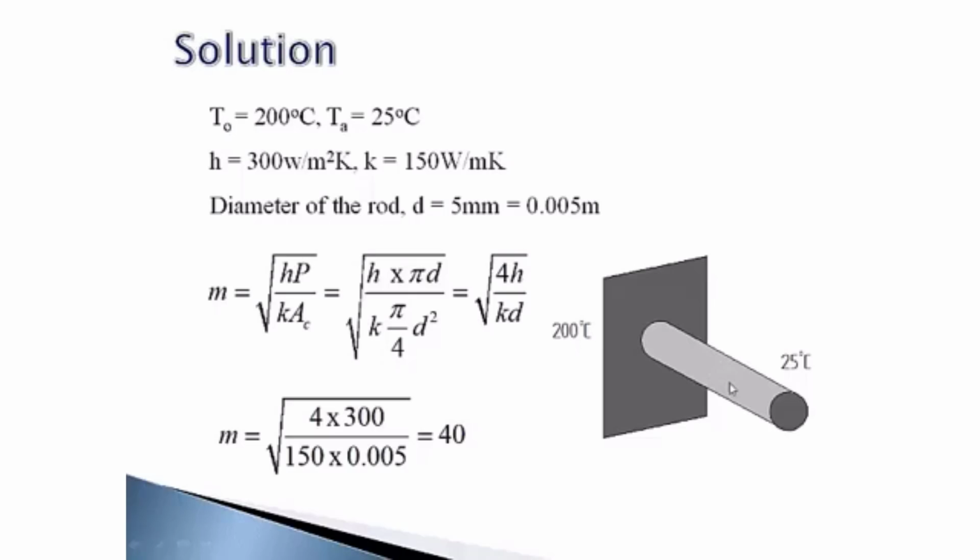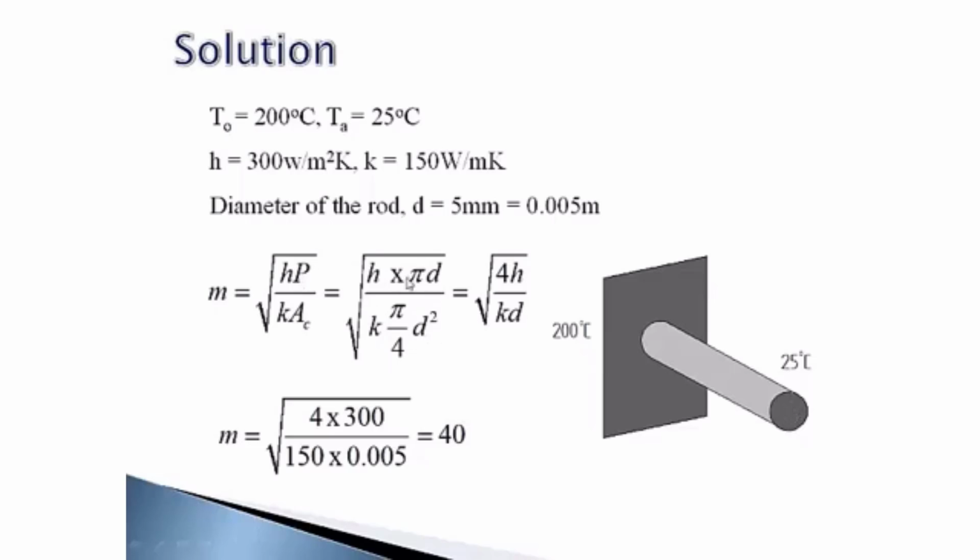Now, in this case, it is in the form of a circular rod. So you can find out the perimeter as pi d. To calculate m in this equation, you need to use root of hP by kAc. P stands for perimeter of the rod, which is pi into d. Ac is the area of cross section of the fin, that is pi by 4 d square.